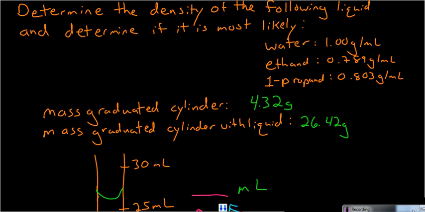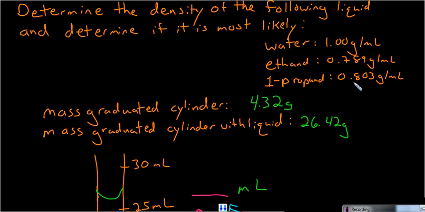Okay, so the question here is, determine the density of the following liquid and determine if it is most likely to be water, which has a density of 1.00 gram per mil, ethanol, which has a density of 0.789 grams per milliliter, or 1-propanol, which has a density of 0.803 grams per milliliter.